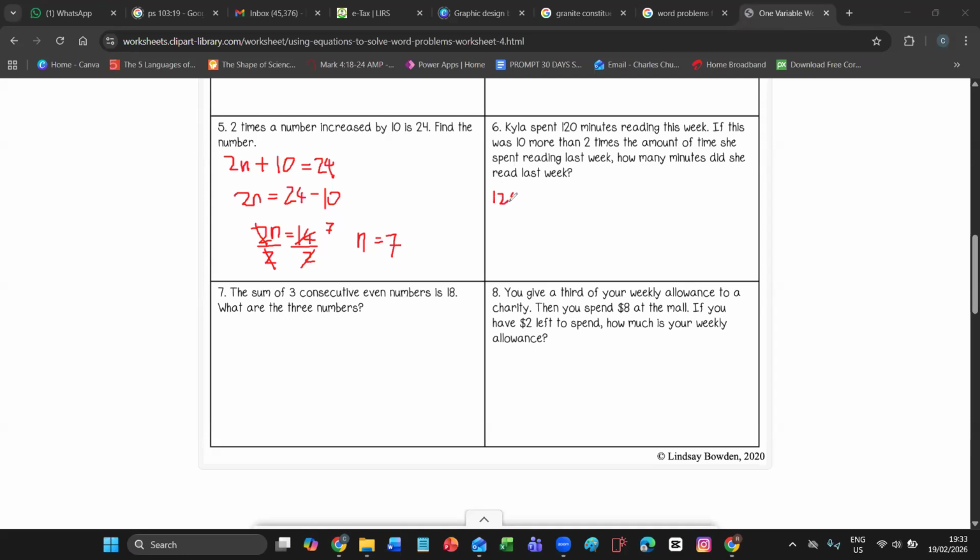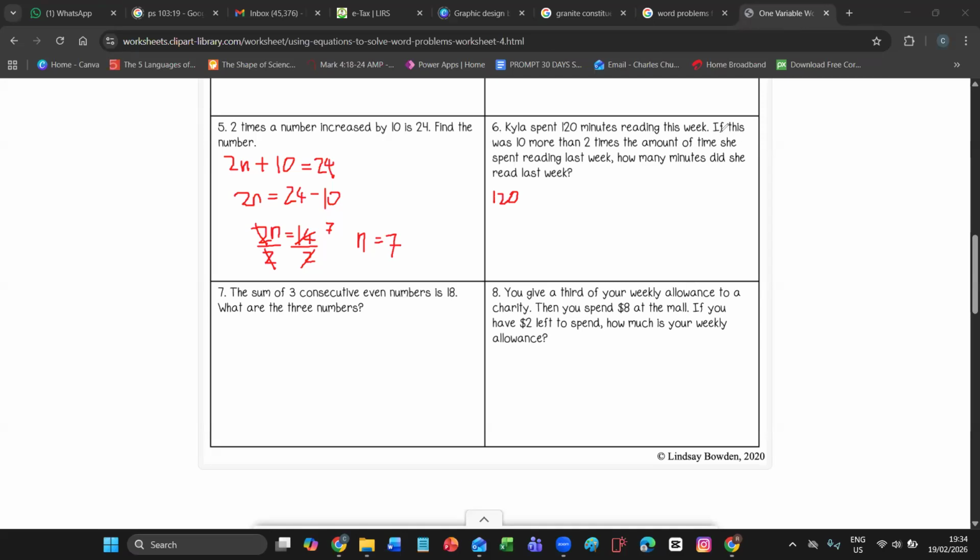This was more. What next? So 10 more than times. Plus. Should I put a plus after the 120? Yes. Wait, if this was more, is it times 10? Okay.